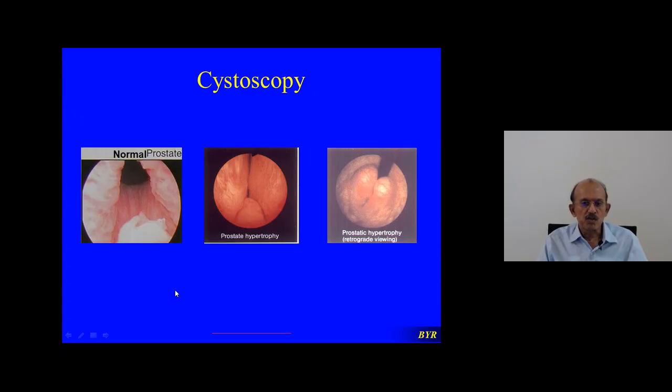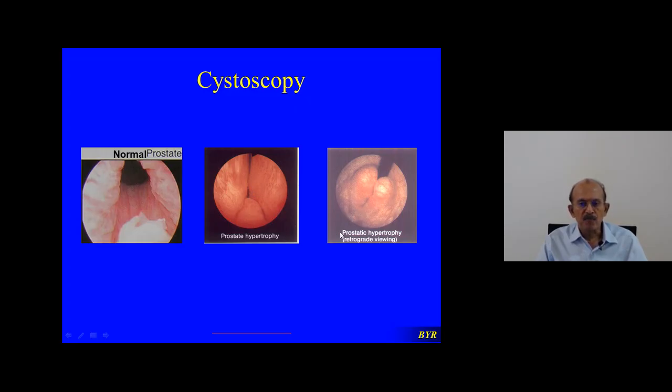So when you do cystoscopy, this is the normal prostatic urethra. These are the lateral lobes, which are not enlarged. If prostatic hypertrophy is present, you can see the lobes encroach onto the urethra. The circular urethral opening has become a slit-like opening, and there is a projection into the posterior side. This is the median lobe hypertrophy.